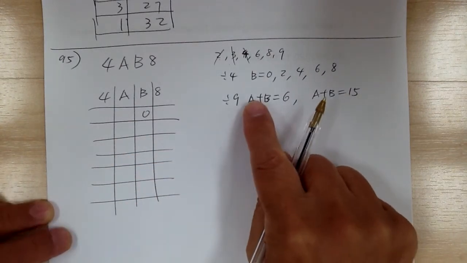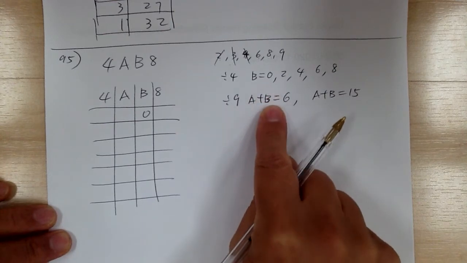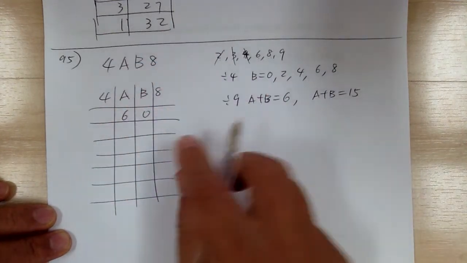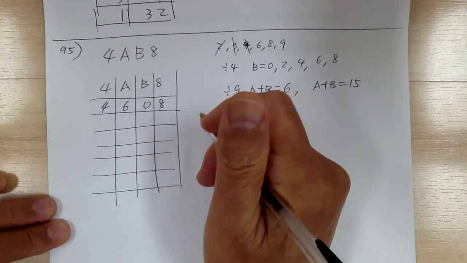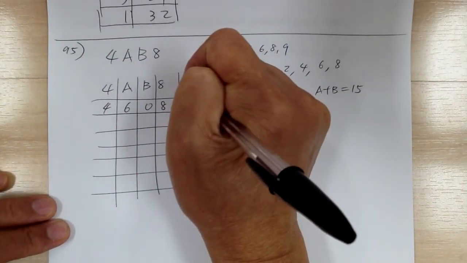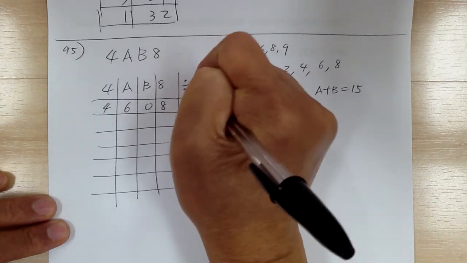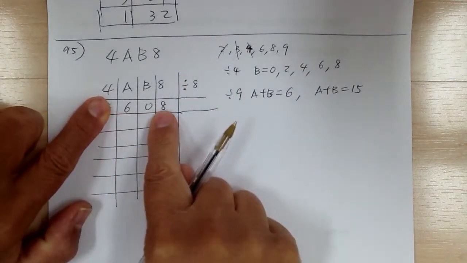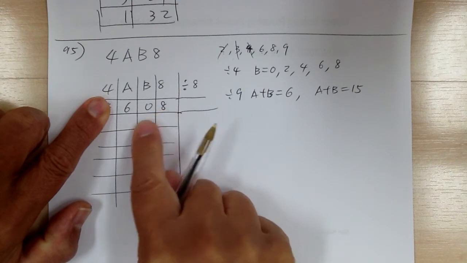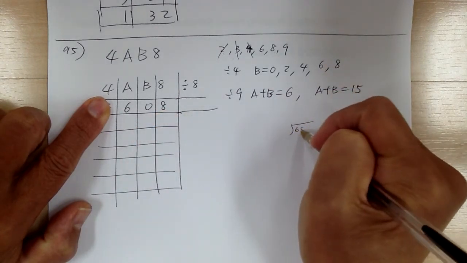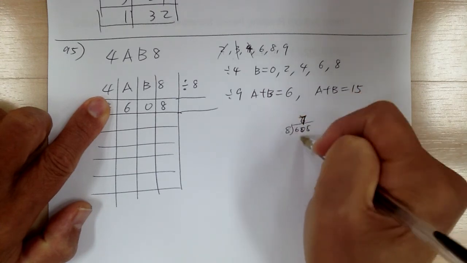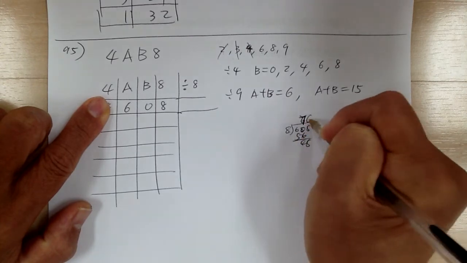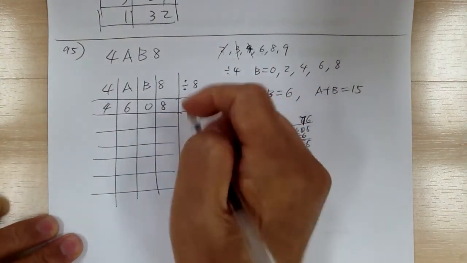Okay, so let's go and do this. So if b equals 0, then a has to equal 6, right? And so this would be 4608. And this also has to be divisible by 8, so you can do additional checking. Can this 608 divide by 8? So you can try. So this one works. We found one number already.